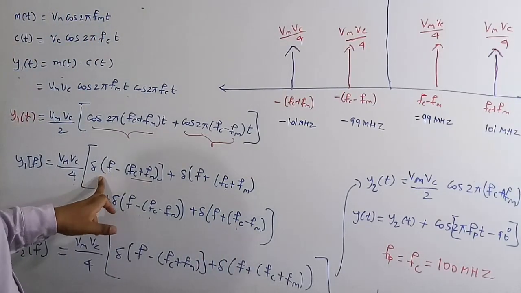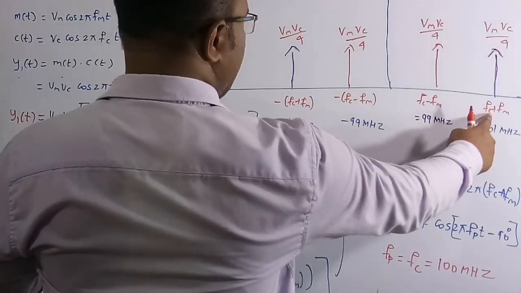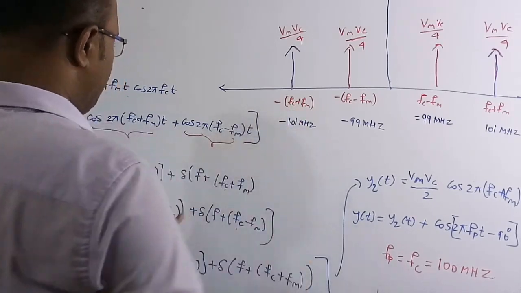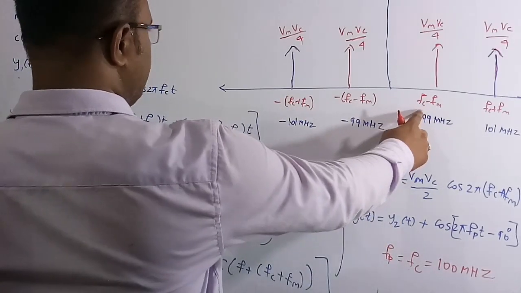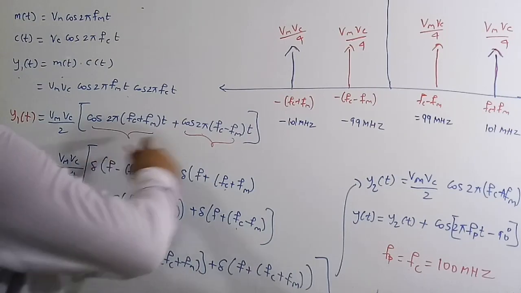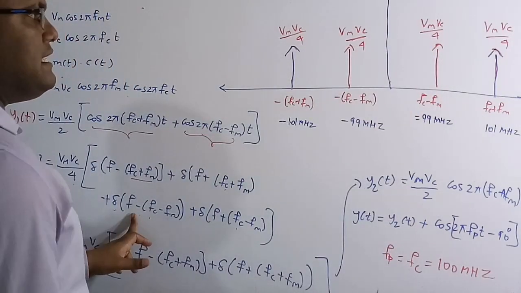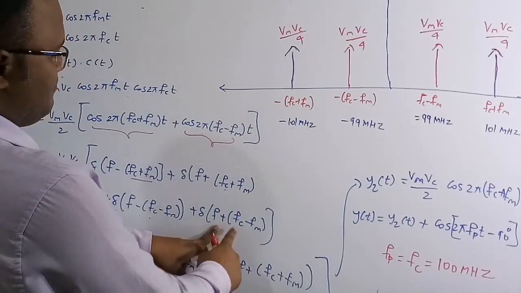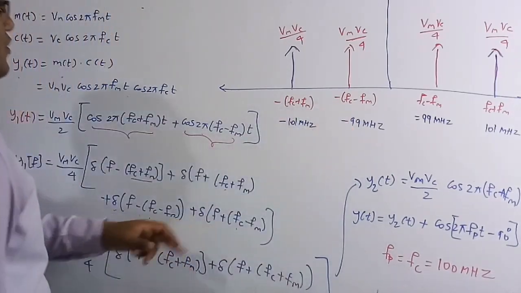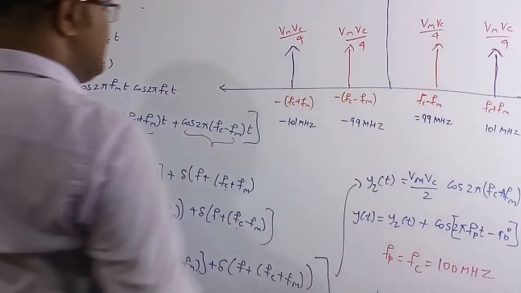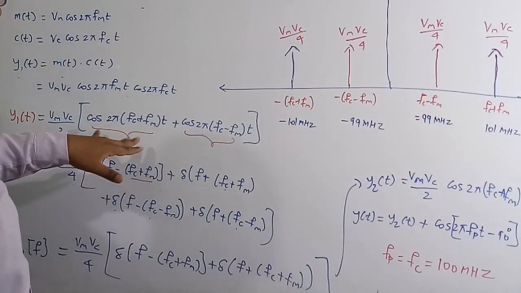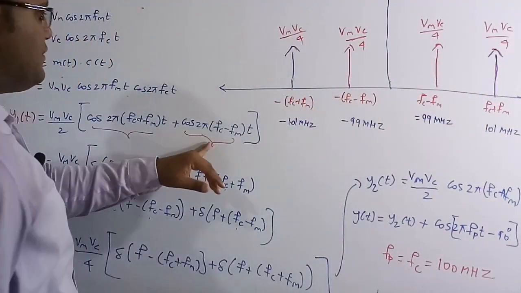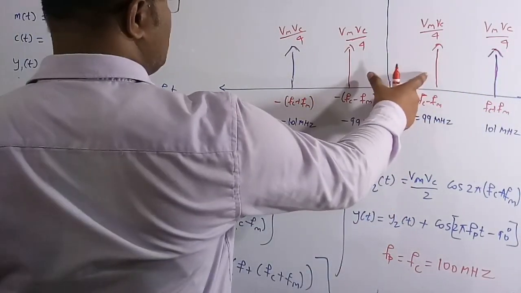So it is going to have impulses. This is going to have an impulse at fc plus fm. This is fc plus fm, and this is minus of fc plus fm. And for fc minus fm, each of these impulses has an area of Vm Vc by 4. This is the area of each and every impulse. So these two are one term and these two are another term. For the first term, cos of 2 pi fc plus fm t, we have these impulses, and for the fc minus fm term we are going to get these two impulses.